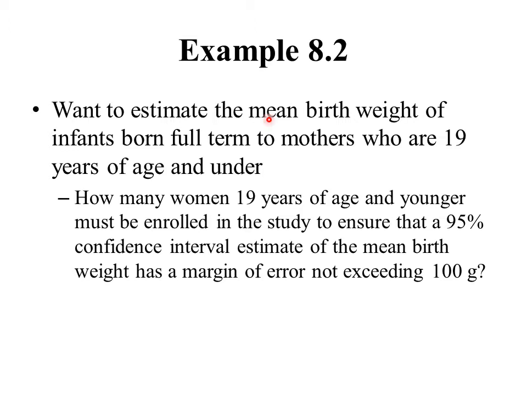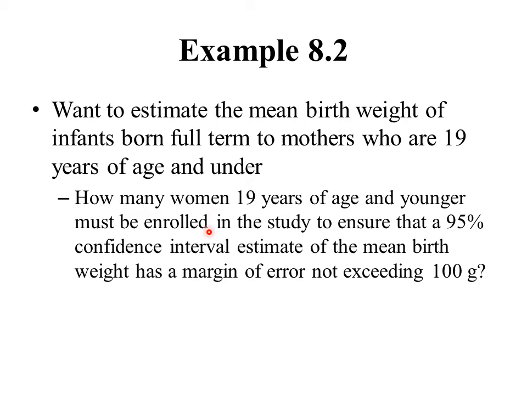We want to estimate the population mean birth weight, and our population here is all mothers who are age 19 years and under. So the question is really, how many women age 19 years and younger must be enrolled in the study to ensure that a 95% confidence interval estimate of the mean birth weight has a margin of error not exceeding 100 grams? So we're going to enroll these women.